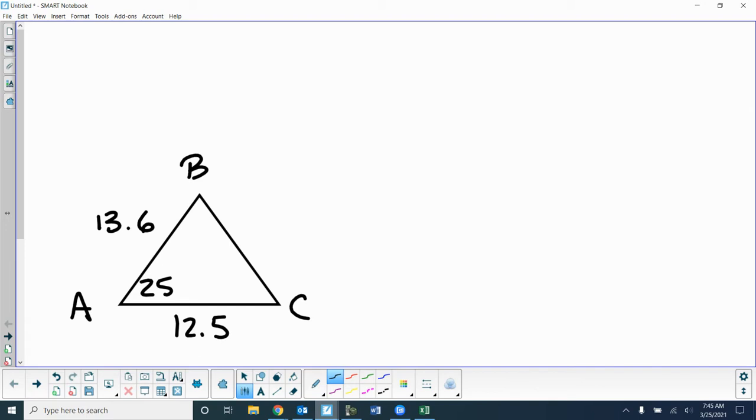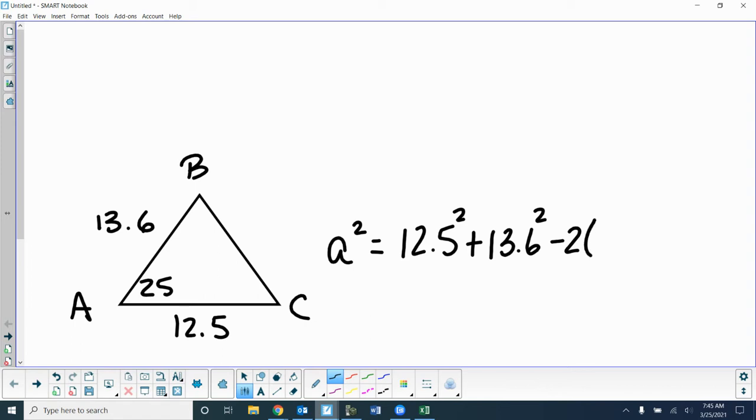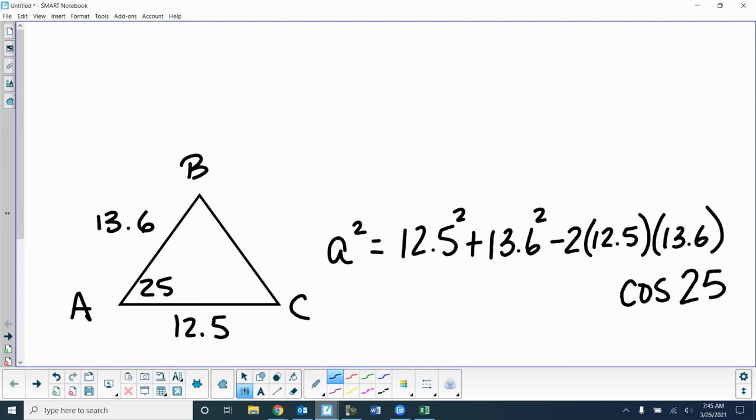Okay? So we're going to go A squared equals B squared, 12.5, plus C squared, 13.6, minus 2 times B times C times cosine of the angle. Remember, when we take sine or cosine, it's of the angle, not the side, right? So when it's this situation, I can put all of that in my calculator, no matter what calculator you got.